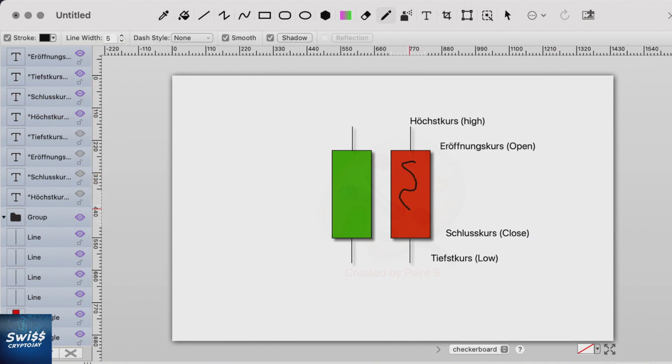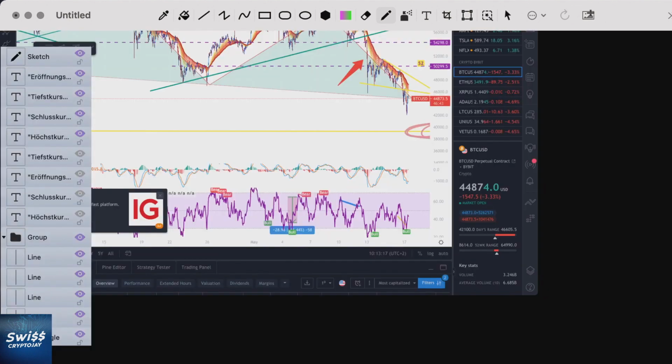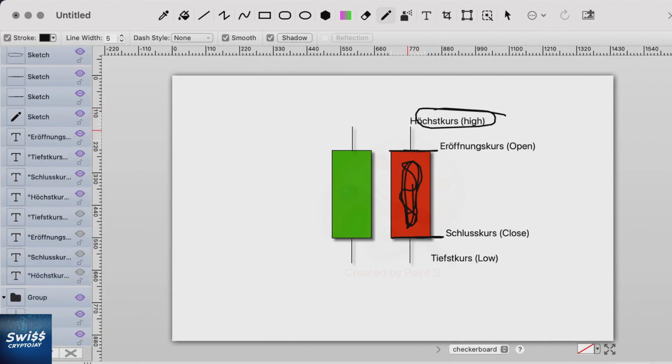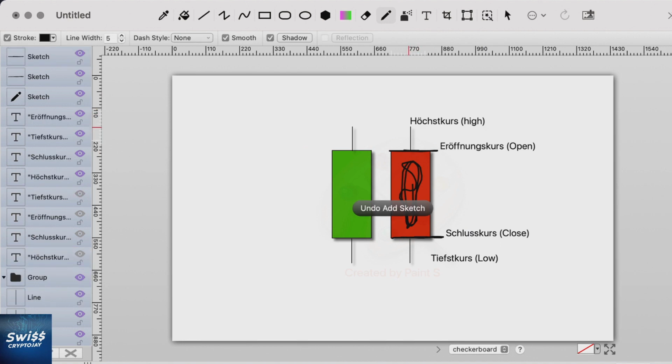What we see in here, this is the body, after the open and where the candle closed. This is where the candle has closed. And this is where the candle opened. This here is the high, that is this wick here gives us the sign where the highest point was. And exactly the same with the low. Here we see where the lowest point was.